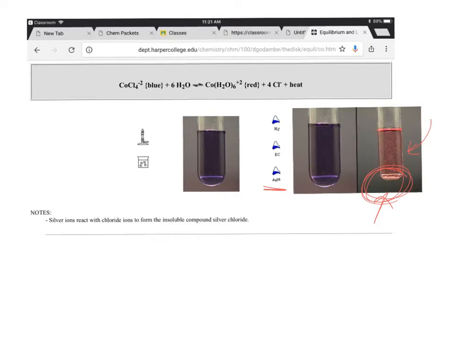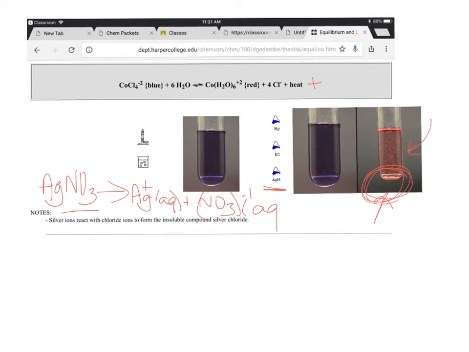And how would we explain this? Well, we're adding silver nitrate. So I'm going to put it up here. We've added silver nitrate, and silver nitrate in water is going to become the silver ion, aqueous, and the nitrate ion, aqueous. Anything that has nitrate is completely soluble, so it will split up into ions. So we're going to add that over here. Nitrate ions are always soluble.